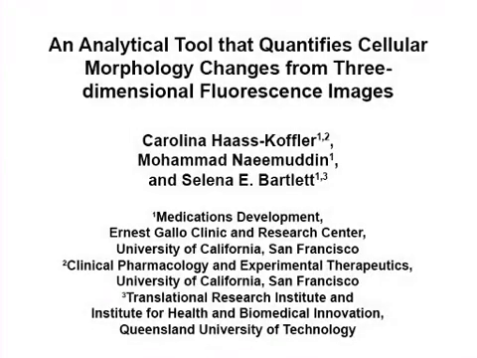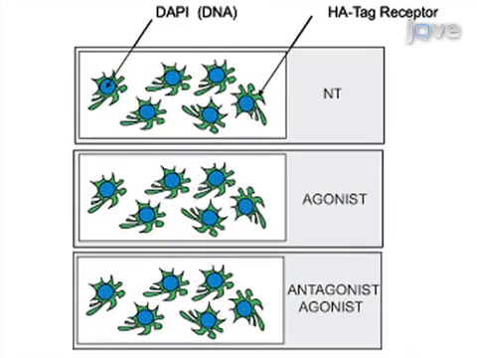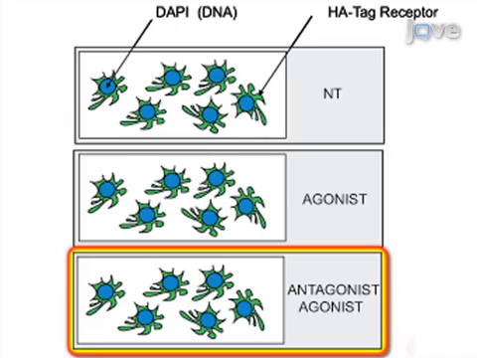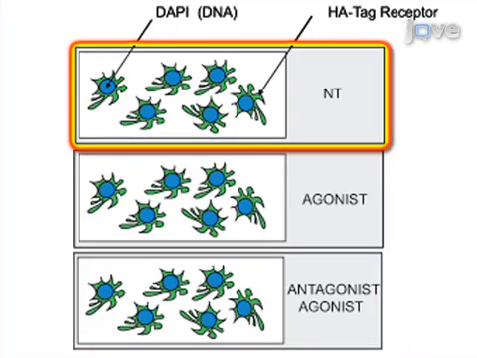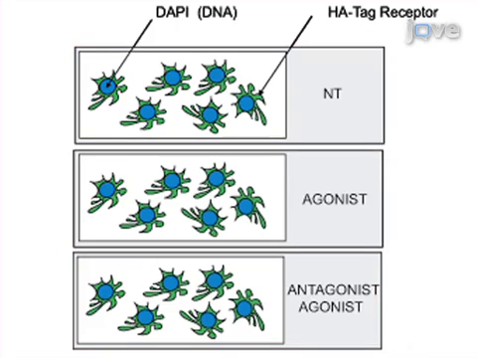The overall goal of this procedure is to provide an automated method to analyze and quantify changes in morphology of an undefined shape cell, taken from three-dimensional confocal fluorescence images. This is accomplished by first performing the chemical stimulation experiment to include cells treated with agonist, cells treated with antagonist followed by agonist, and cells with no treatment. The cells are then prepared for immunofluorescence analysis.